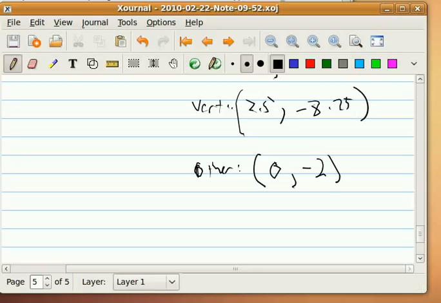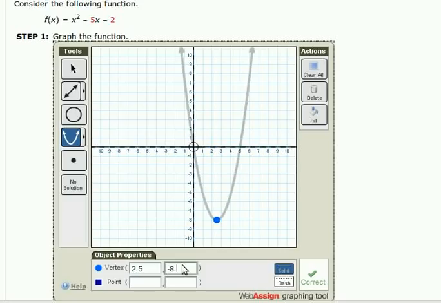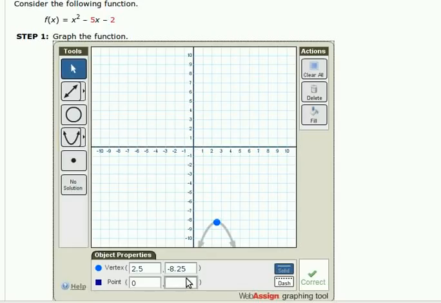So if I go back to WebAssign, first thing it asks me for is the vertex. So it was 2.5, and sometimes it doesn't let you pick it. So again, I have to go down here and type 2.5. Some graphs will let you pick decimals, others won't. It's not a big deal. Just type it in by hand. Negative 8.25. So that's what I've typed in for the vertex. Now I also need to supply that other point, and we said 0, negative 2 was the other one.